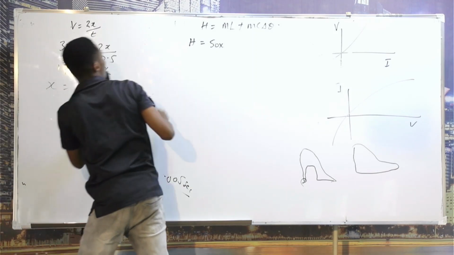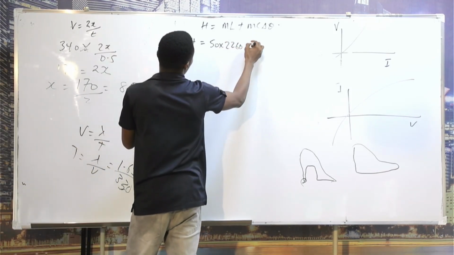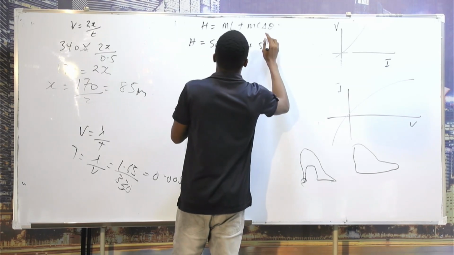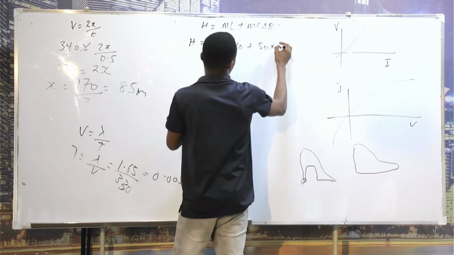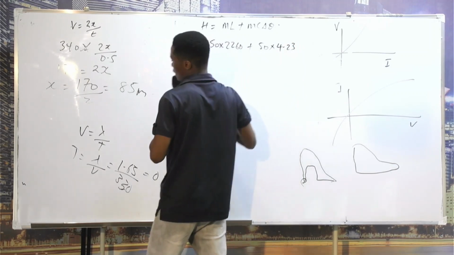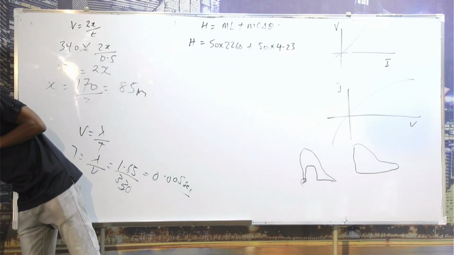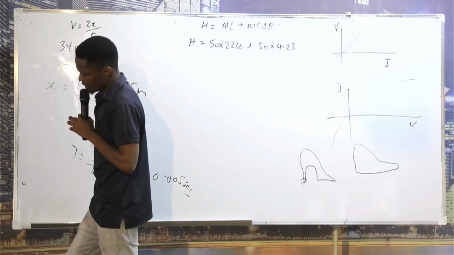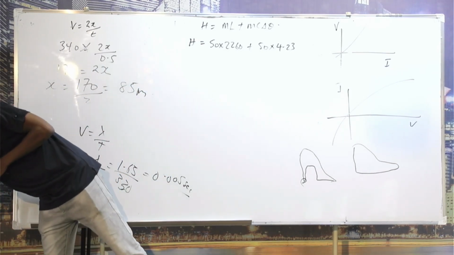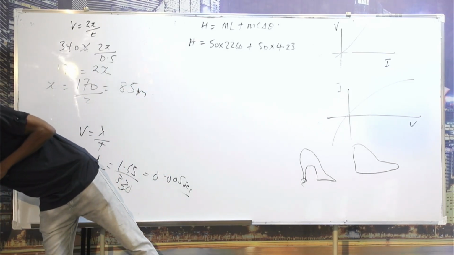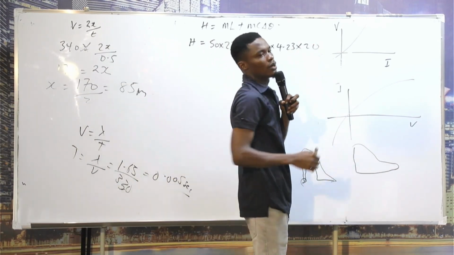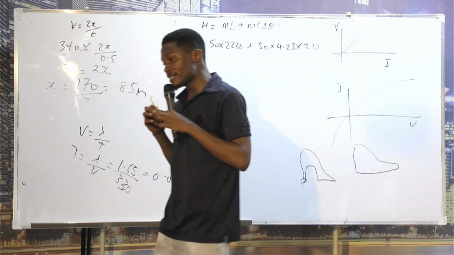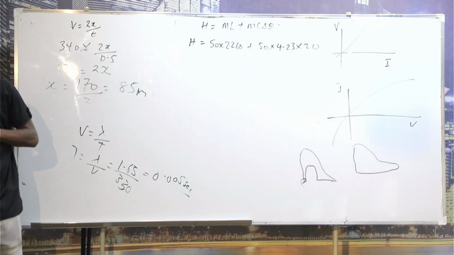So 50 times the latent heat of vaporization, 2260, plus 50 times the specific heat capacity, 4.23, times the change in temperature. They said to vaporize, so the change in temperature should be 20 now. Why is it 20?